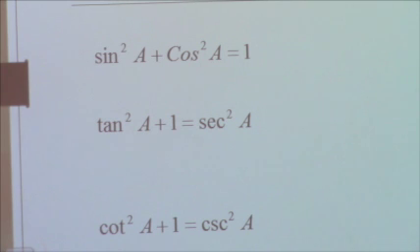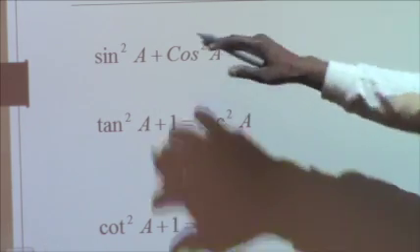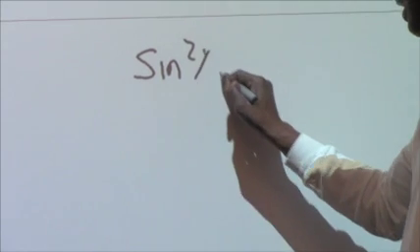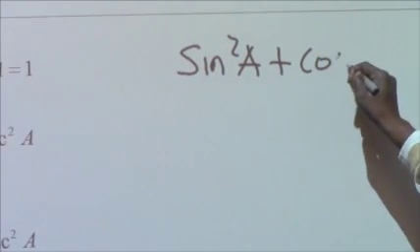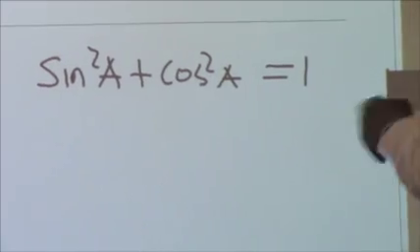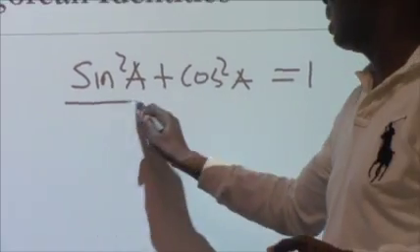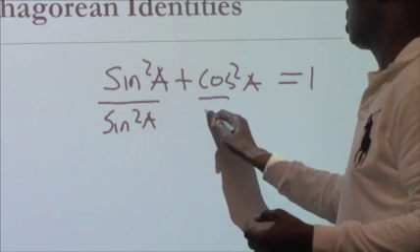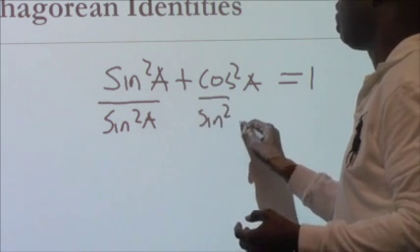So I'm going to just show you how we can derive the tangent squared A plus 1 equals the secant squared A, just so that you can understand that you don't need to memorize everything, you just need to do this. So let's go. If I have sine squared A plus cosine squared A equals 1, and I divide everything here by sine squared A, I'm not really changing anything because I'm dividing every term by the same thing. So my equality is maintained.